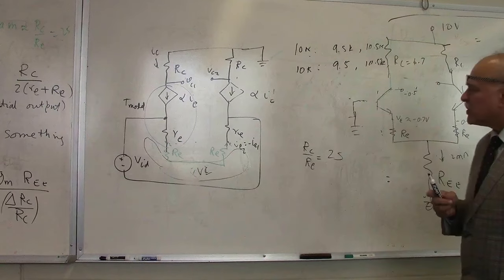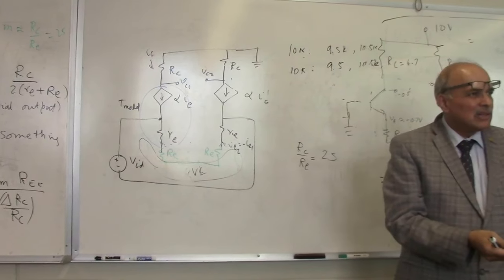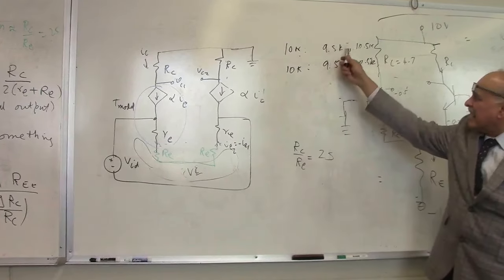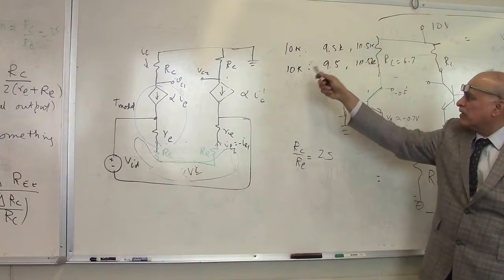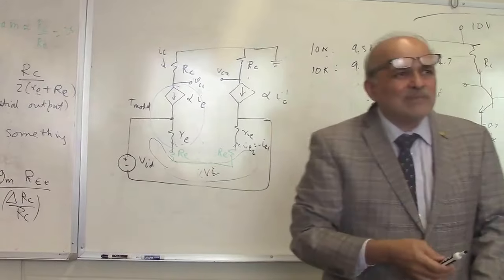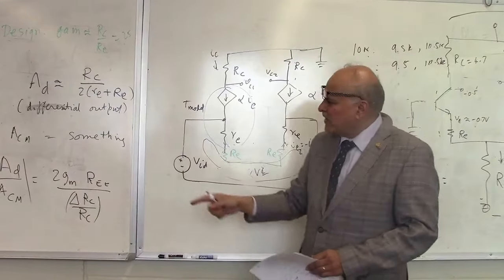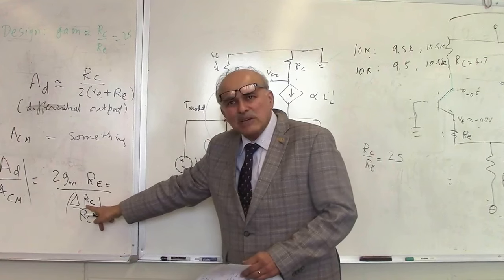So what is the worst condition? If we are terribly unlucky, what will we do? We will take the 10.5K resistor from one box and the 9.5K resistor from the other box, because we are terribly unlucky. Right? And then you will find that your delta RC is 1K.